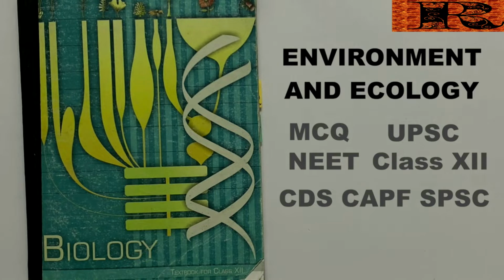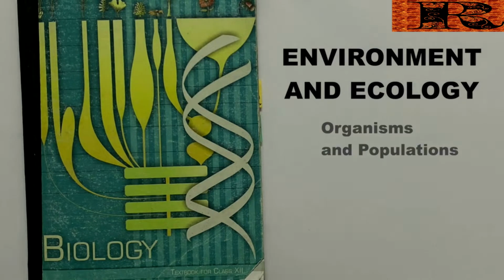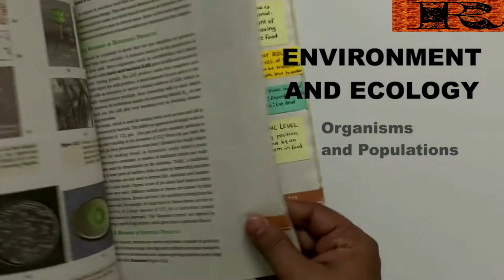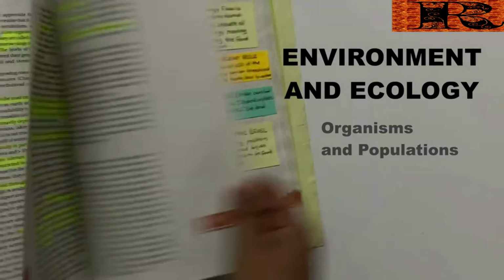Here we will revise organisms and population in detail with the help of notes in under 30 minutes. And similarly, we can cover the next 3 chapters as well. So without further ado, let us begin.